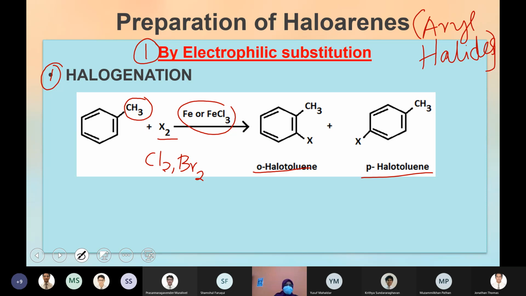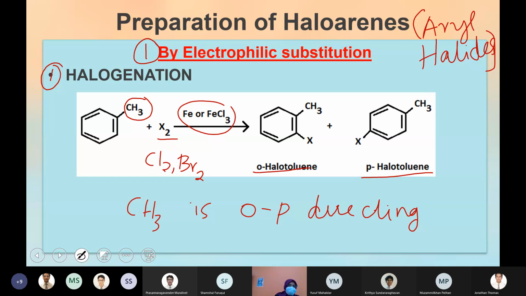So methyl group is ortho para directing, CH3 is ortho para directing. That is why you are getting ortho and para products. So if it's chlorine, you will get ortho chlorotoluene, and if it's a para product, you will get para chlorotoluene.